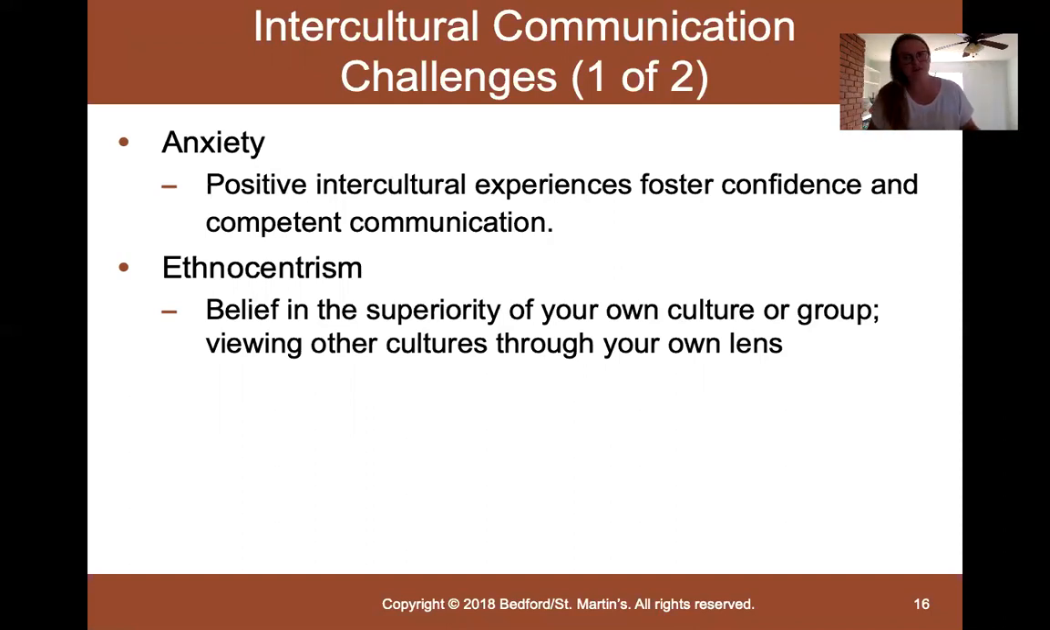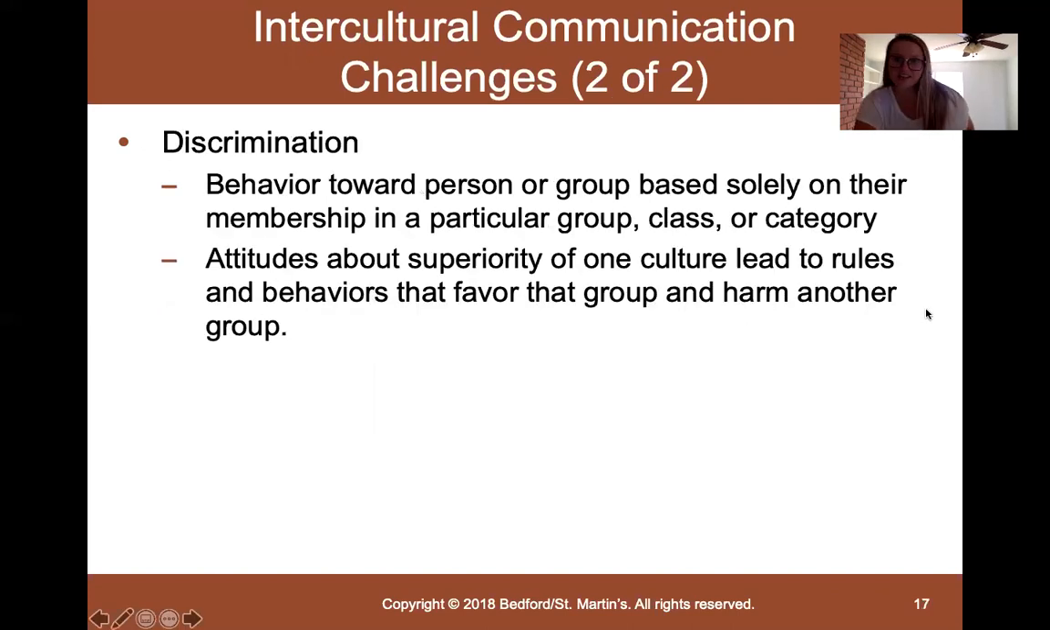So ethnocentrism is a really important term for this class for us to understand, and it's the belief in the superiority of your own culture or group. So viewing other cultures through your own lens and thinking yours is better than theirs. So when you have an air of superiority, or you think your group is better than everybody else's, you're probably a little bit ethnocentric about your group.